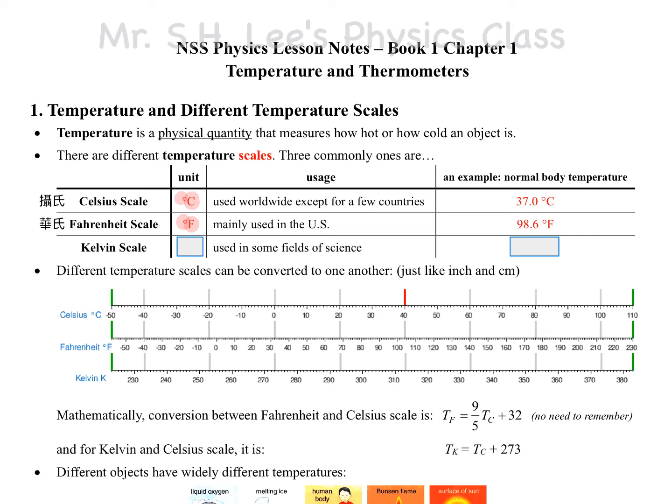The last temperature scale to introduce is the so-called Kelvin scale. It is also sometimes called the absolute temperature scale, and it is used mostly in science. Actually, physical science is the most common one, and its unit is Kelvin. Notice that this Kelvin is just K. It doesn't have any degree before it.